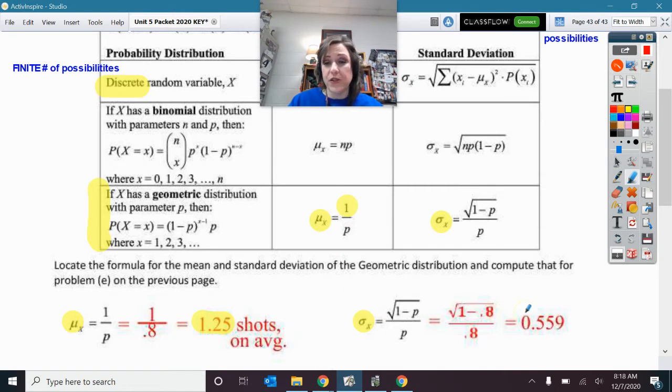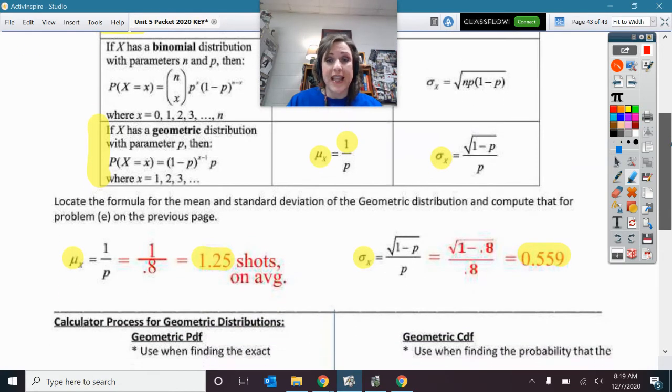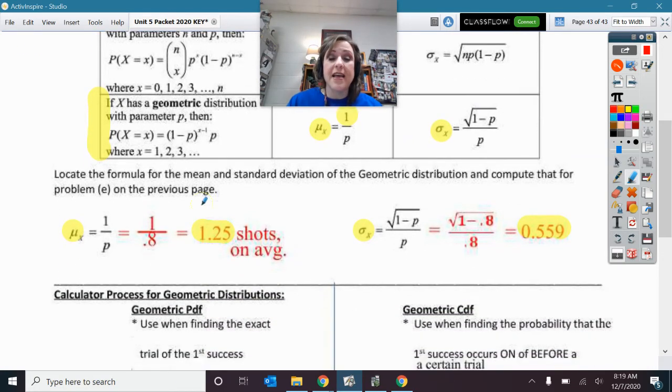Once we have those, then we can see that we could make a normal model and do some normal model continuous probabilities. So we'll bridge into that later this week, that connection between finite and discrete to the normal model math that is continuous.